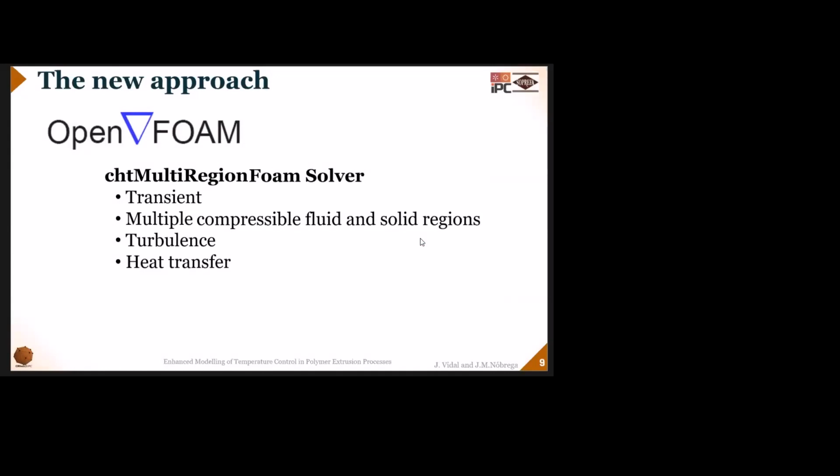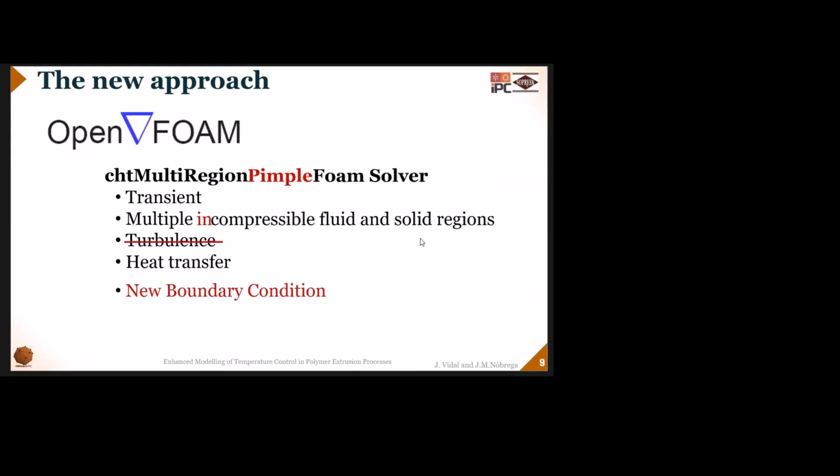What we did. In OpenFOAM, we have the chtMultiRegionFoam solver, a transient compressible solver for fluid and solid conjugate heat transfer. The solver didn't fit our needs. We needed an incompressible solver without turbulence, and for that we developed our so-called CHT derivative component. We also have a new boundary condition.